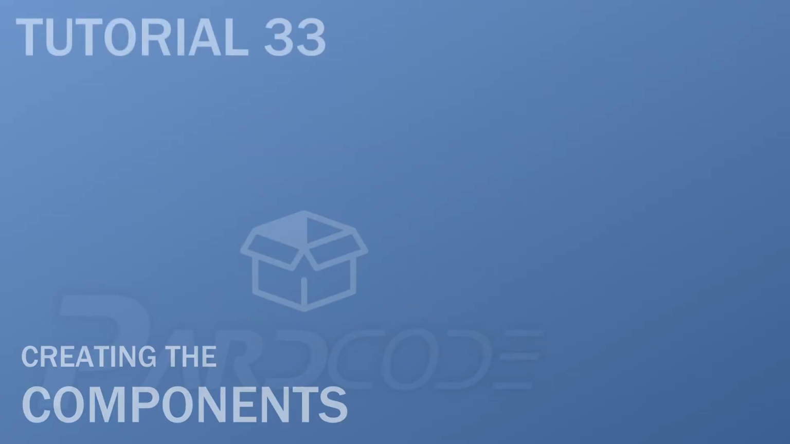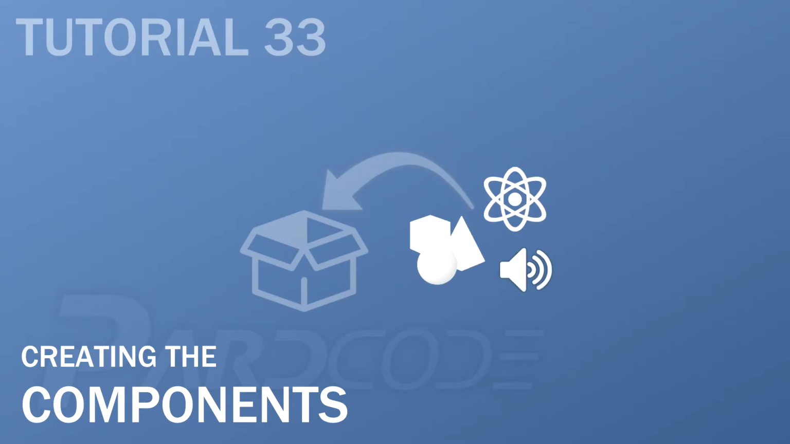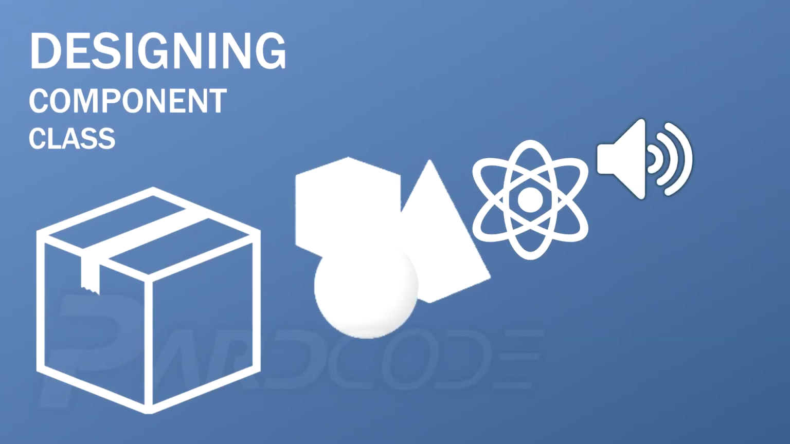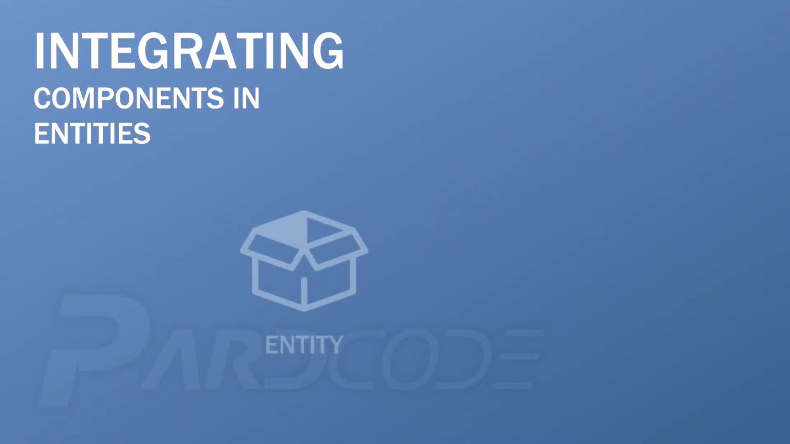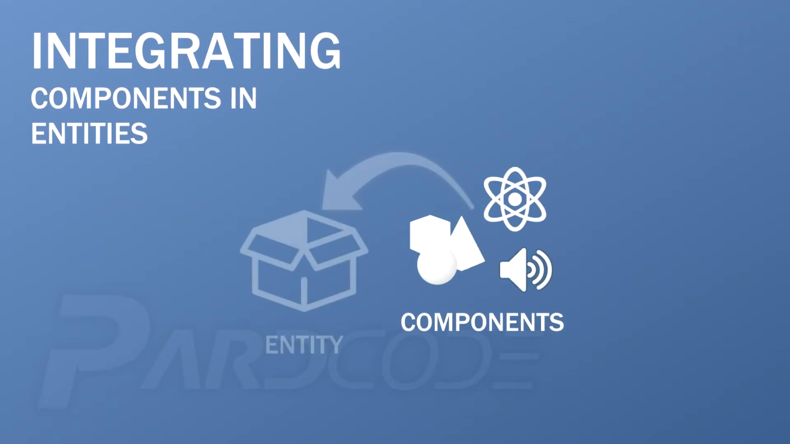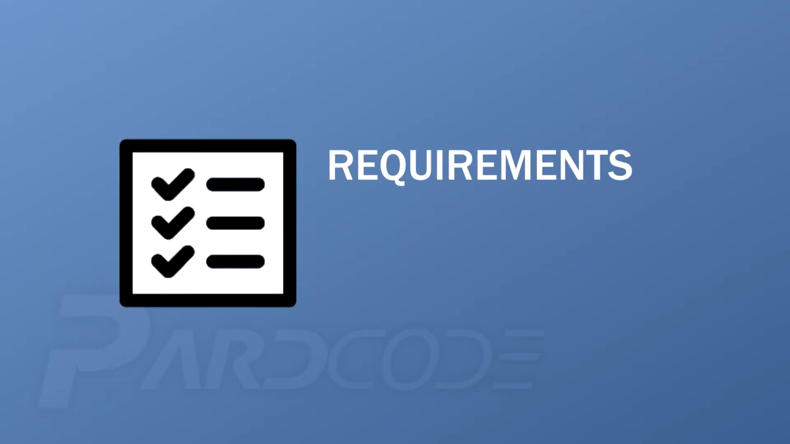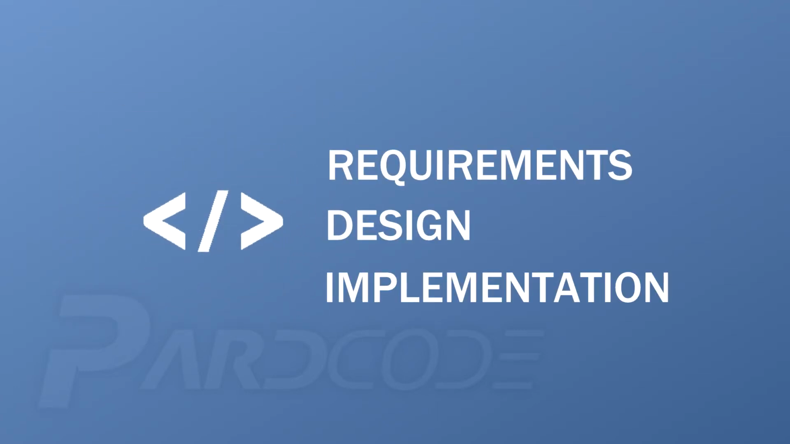In this 33rd video tutorial, we will see how to create the components for our entity component-based system. In particular, we will see how to design and implement the component class, how to integrate the components in our entities, and in the end, we will see how to translate, rotate, and scale our entities, making the transform component class. As always, we will face three main parts: requirements, design, and implementation of all the necessary things to create the components for our entity component-based system.